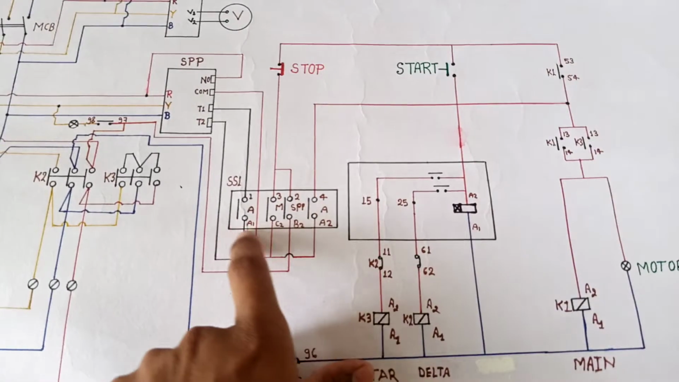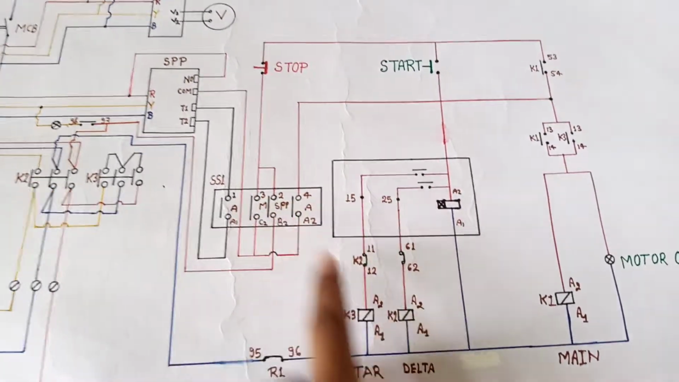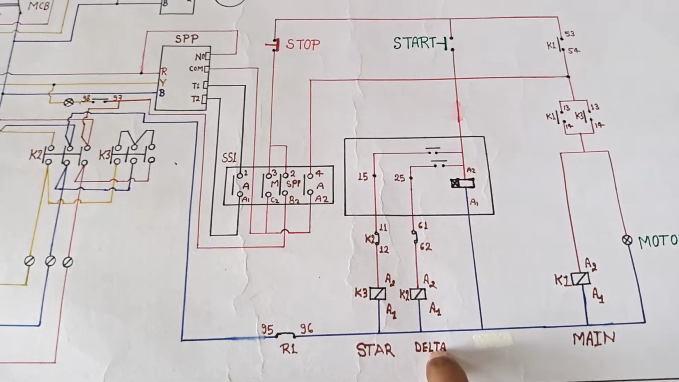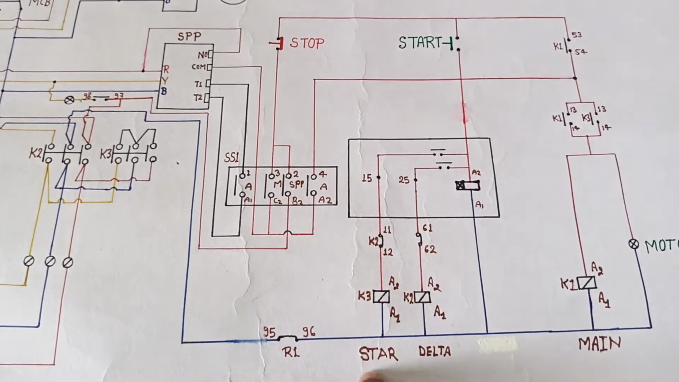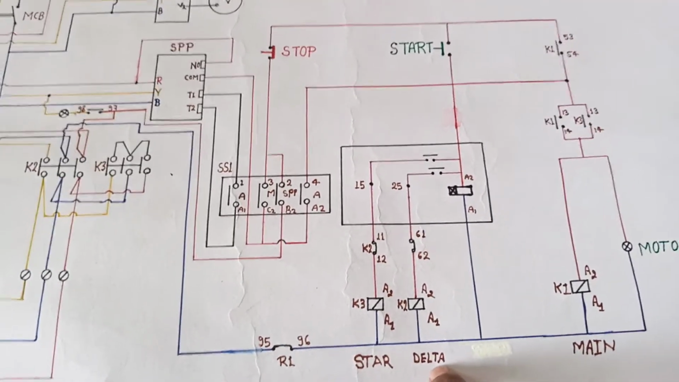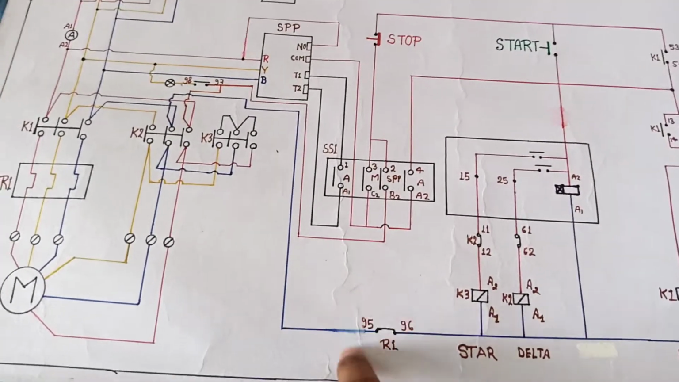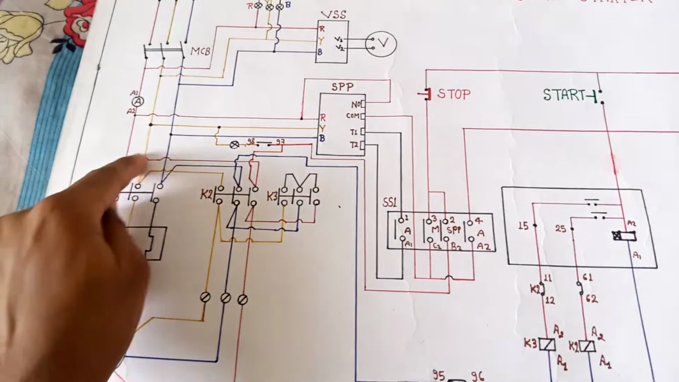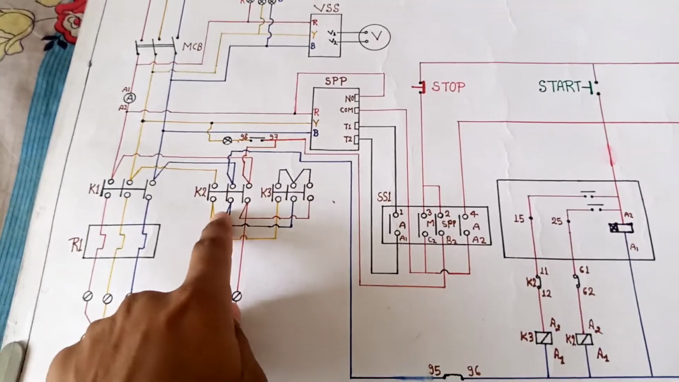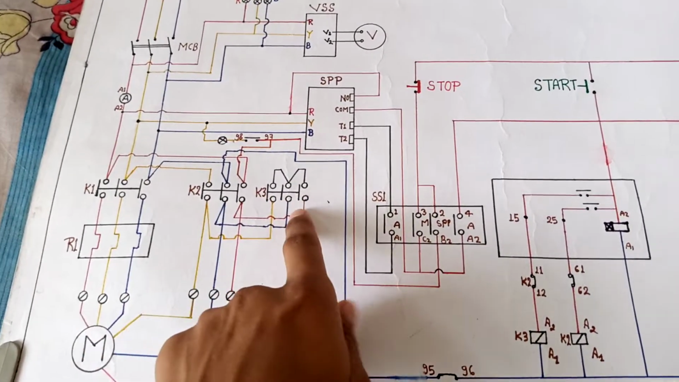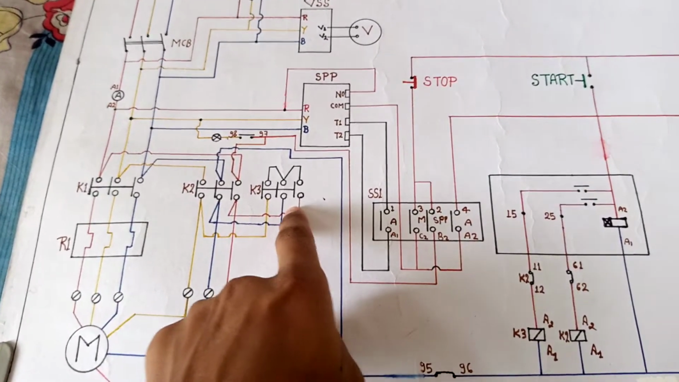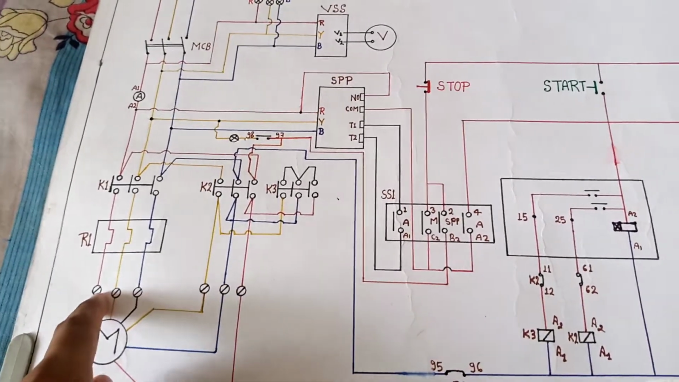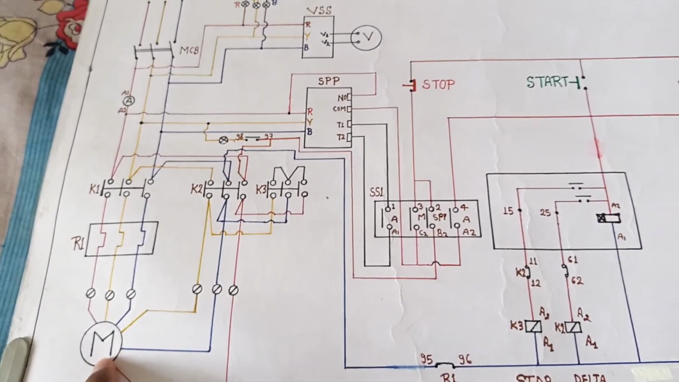This represents the selector switch, and this represents the star contactor coil, and this the delta contactor coil. This terminal is the overload relay terminal. This represents the main contactor, this the delta contactor, and this the star contactor. This represents the overload relay, this is the connection sheet, and this is the motor representation.